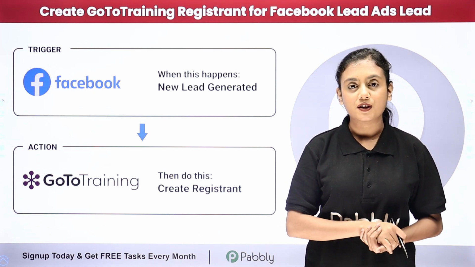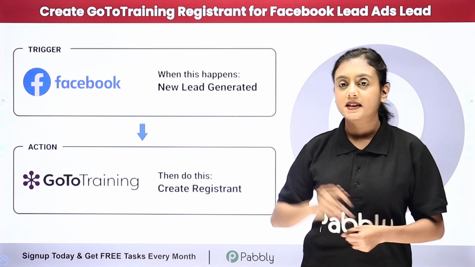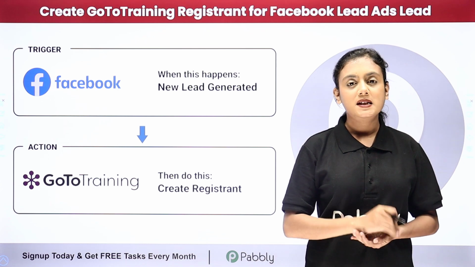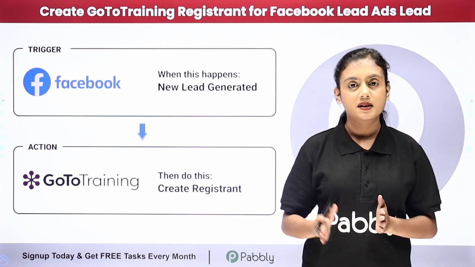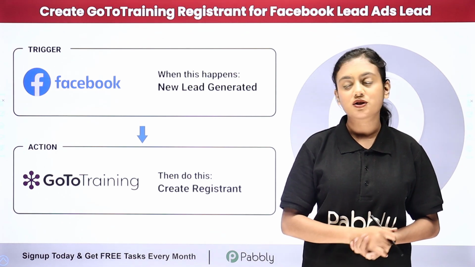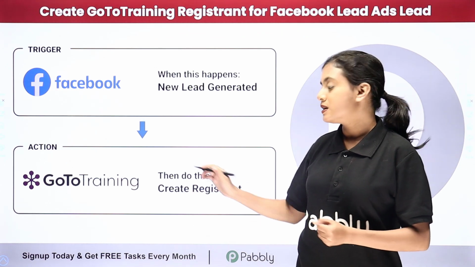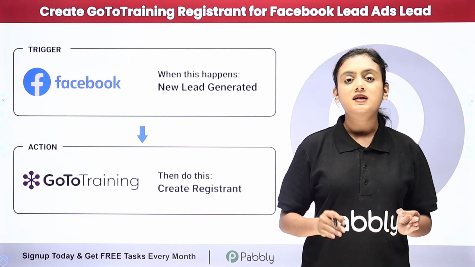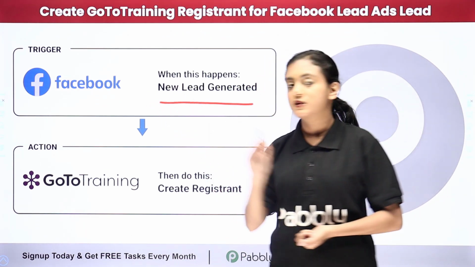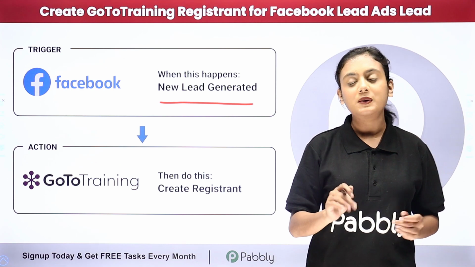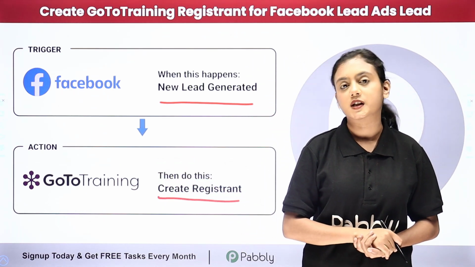In this video, we're going to learn how to create a GoToTraining Registrant for a Facebook Lead Ads lead. So I am an owner of a business in which I provide training sessions to all my learners on different topics. I promote all my training sessions with the help of Facebook Lead Ads and I manage all my training sessions using GoToTraining. Here what I want is that as soon as any of the potential learners, a new lead is generated using Facebook Lead Ads, I want to create that lead as a registrant in the training session that I've created in my GoToTraining account.